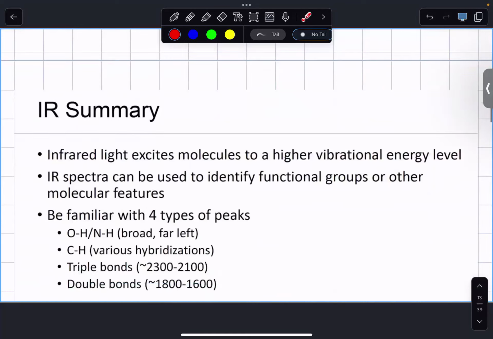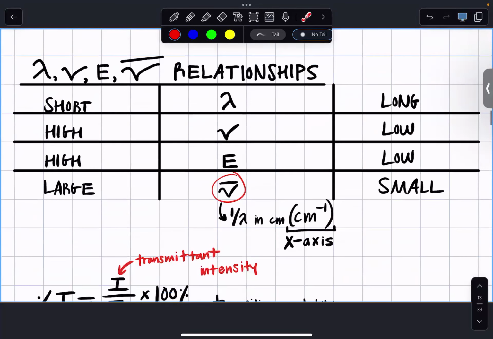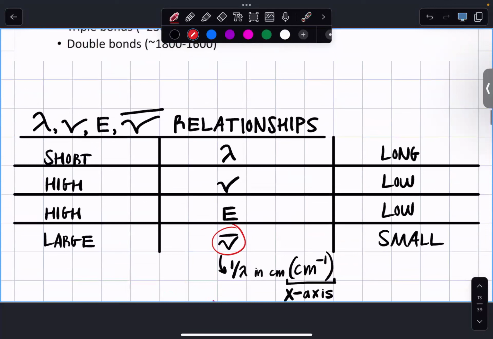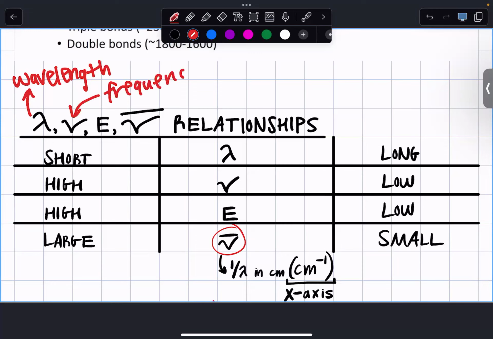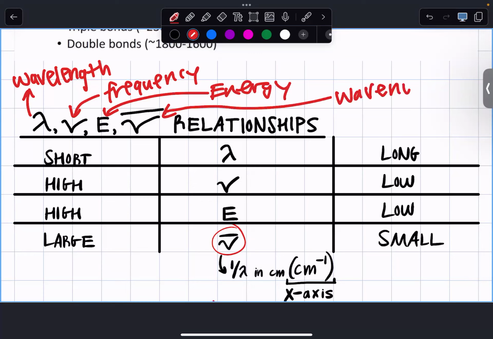Okay. Now this is Pascal's thing where he wants you to know the relationship between these. Let's say this is wavelength. This is frequency. This E is energy. And this is wave number, which is the x-axis of the IR. It is the inverse of wavelength, and its units are inverse centimeters.